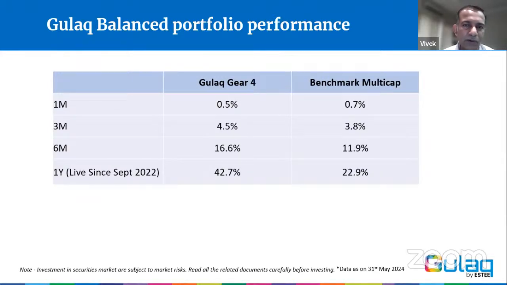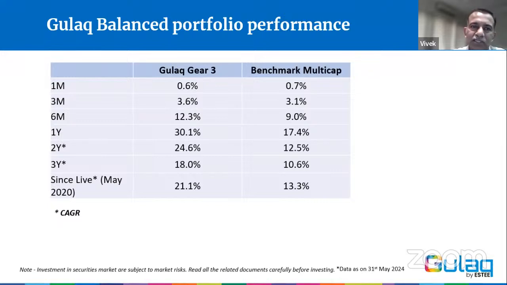Now, Gulaq Gear 4, we launched about a year, 1.5 years back. And in this also, you can see the performance. Again, in all of these portfolios, the equity part remains exactly the same. The only difference is what percentage of your overall portfolio is allocated to equities. That's the only thing that differs. Otherwise, the number of stocks and what we have allocated remains the same.